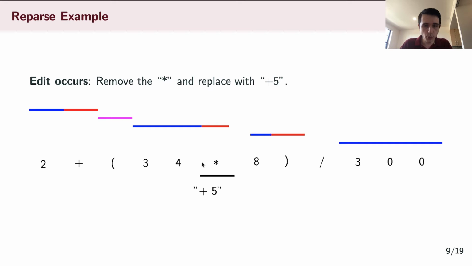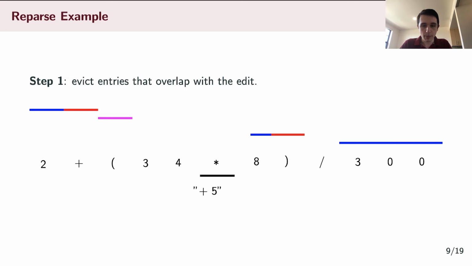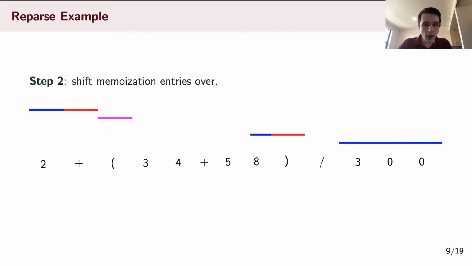Okay, so when the edit occurs, the first step is going to be to remove all the entries that overlap with the edit, because any entry that has examined characters possibly modified by an edit is possibly no longer valid. So we cannot be saving that information any further. The other entries are fine. Their examined characters have not been modified, so we know that they are still valid. Okay, so now we're going to insert our +5 in, and then we need to shift our memoization entries that come after the edit over, right? Because we removed 1 byte and inserted 2 bytes. So the start positions of these entries changed.